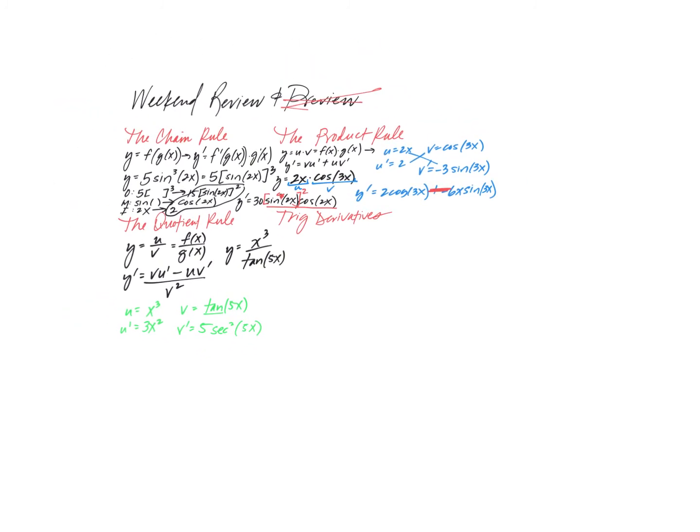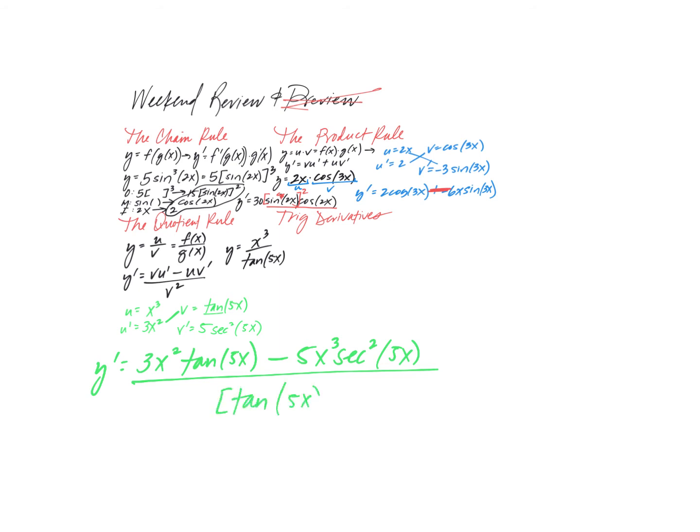Now, putting that back together using the quotient rule, y prime is vu prime, so that's 3x squared tangent of 5x minus 5x cubed secant squared of 5x all over the original denominator squared, which I could write as the tangent of 5x squared, or alternatively, I could bring that 2 inside and write it as so.